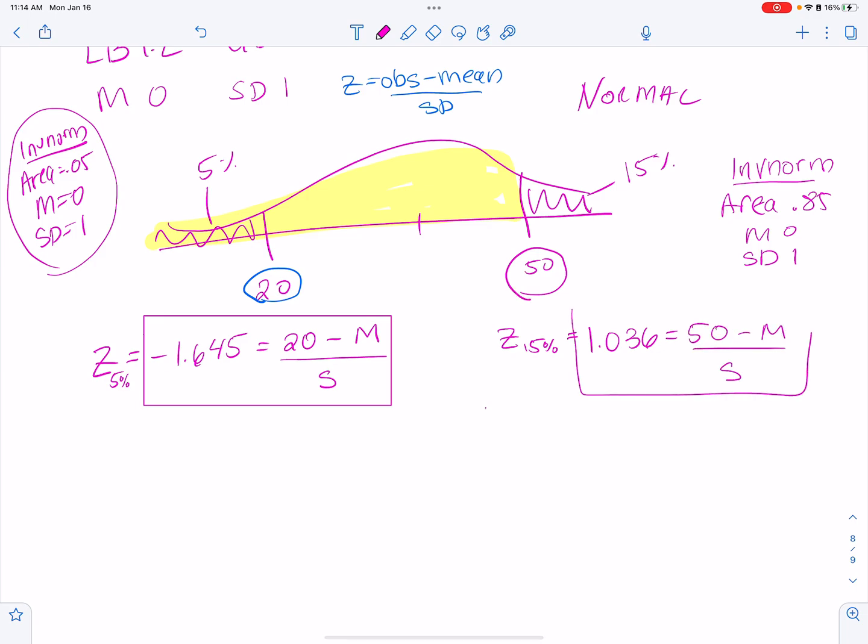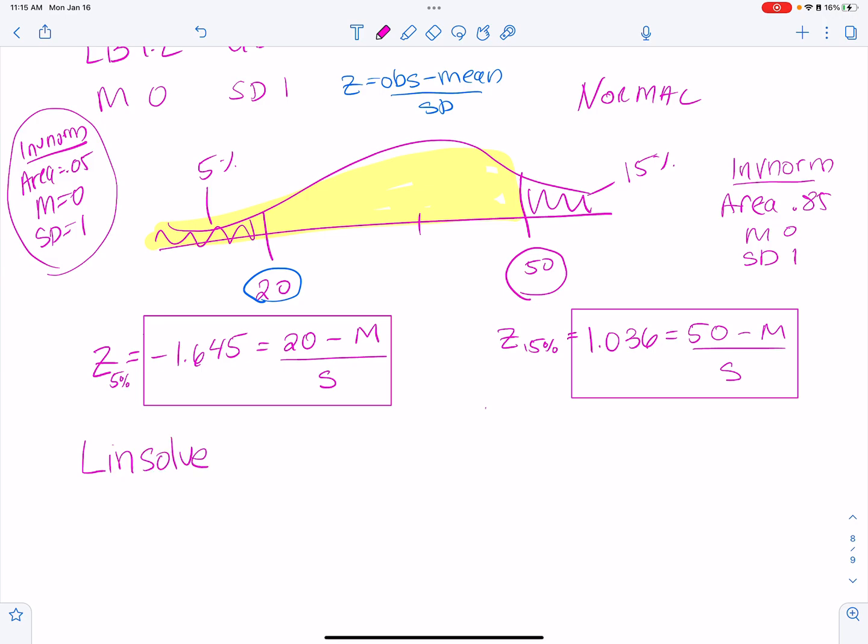Now, guys, you see I have two equations, two unknowns. So now you could do the substitution method, you could do all kinds of methods. I'm going to show you the method that I'm going to use: the calculator has a way to solve two equations, called linsolve. But linsolve is linear, so it will not allow you to have a variable in the denominator. So we're going to have to multiply through: negative 1.645 times the standard deviation equals 20 minus the mean. I'm going to call the standard deviation x and the mean y. So in my calculator, I'm going to put 1.645 x equals 20 minus y. Same thing here.